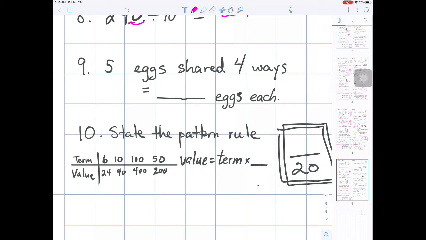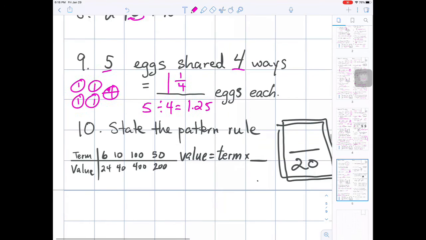5 eggs shared 4 ways. So I know that I'm going to have more eggs than people. So I've got 5 eggs. I can do it this way. And I want to share it 4 ways. Each person, 1, 2, 3, 4. Everyone gets a whole egg. The last egg, we have to divide into fourths. And each person would get 1/4. If I were to go 5 divided by 4, I would get 1.25, which is 1 and 25 hundredths, which is 1 1/4.